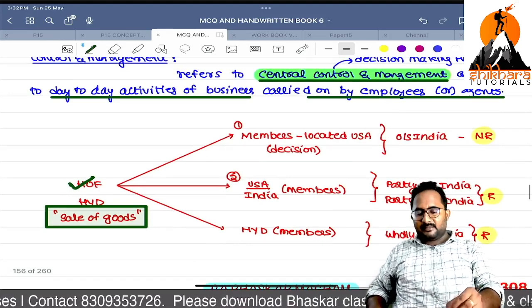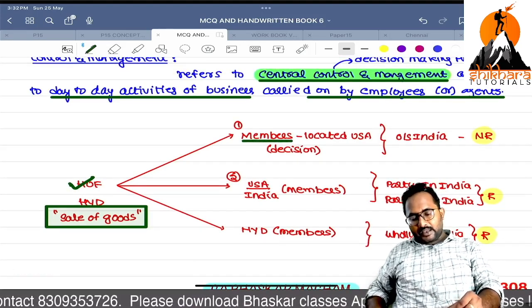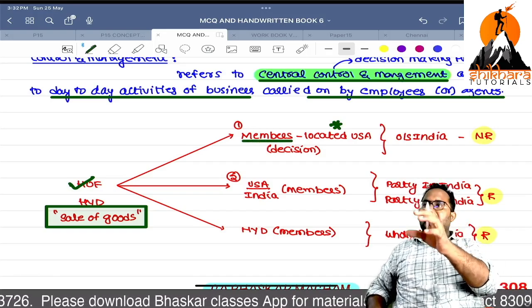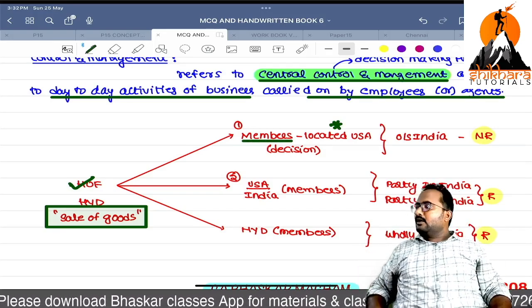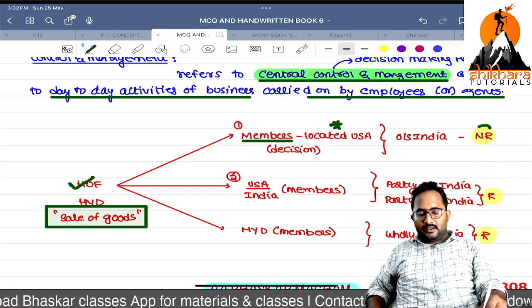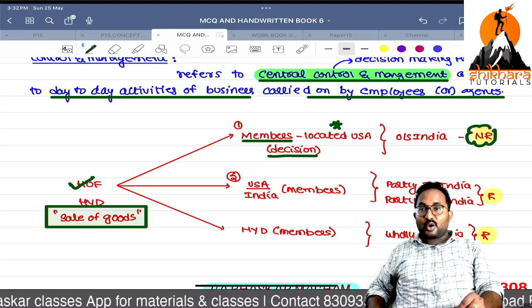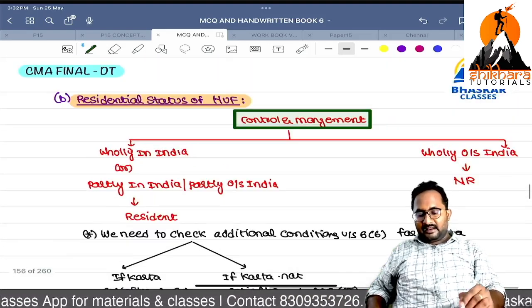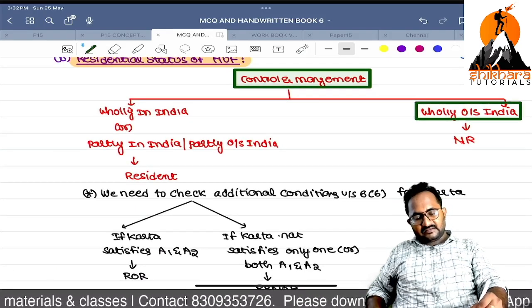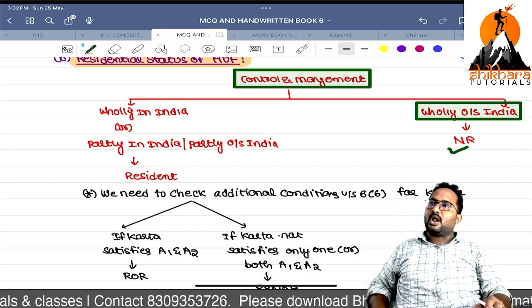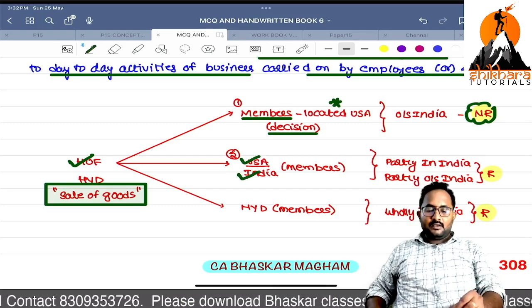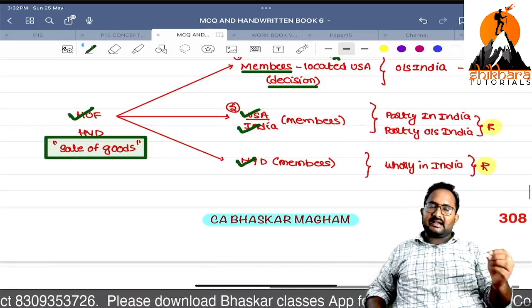Who are the members? HUF members are located where? Totally in USA. So where are we taking the decision for running the HUF? USA. That is completely outside India. So directly we can say non-resident, because control and management is wholly outside India. Now, some members are in USA, some members in India, or all members are in Hyderabad.